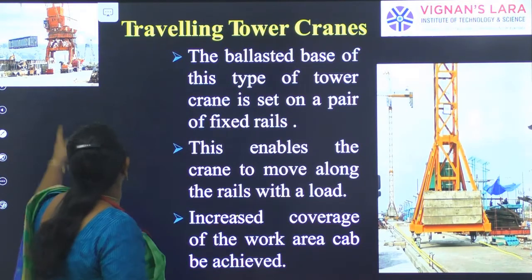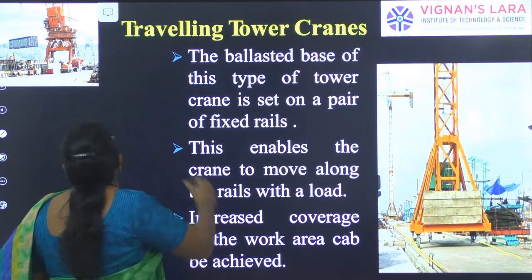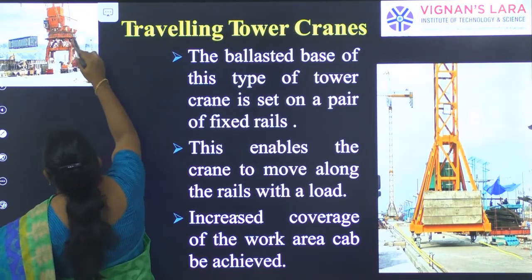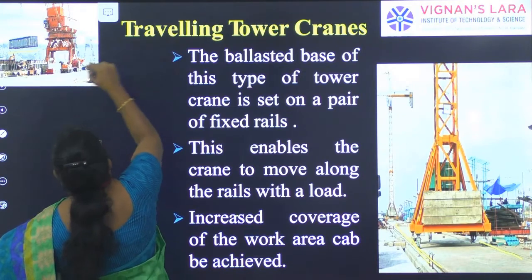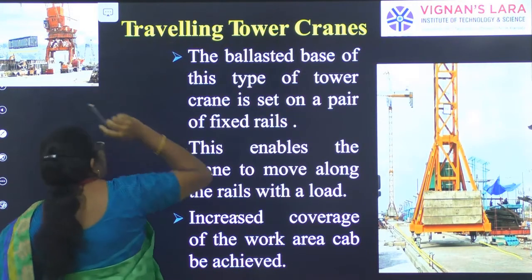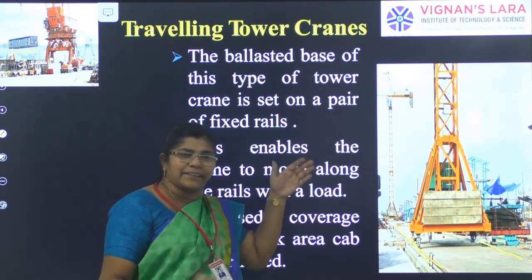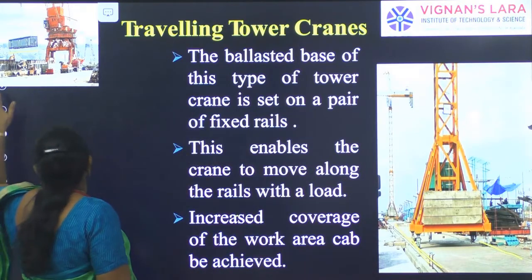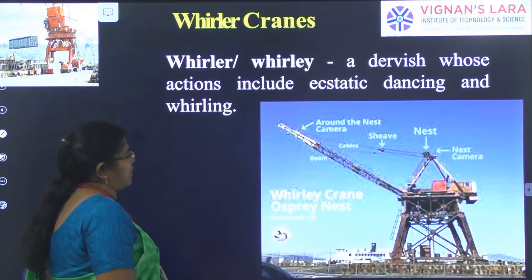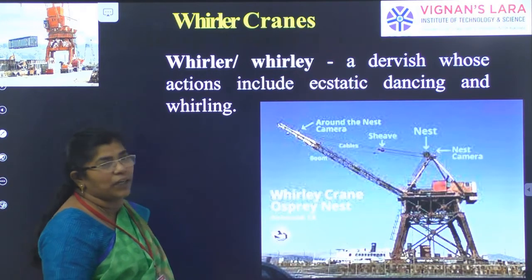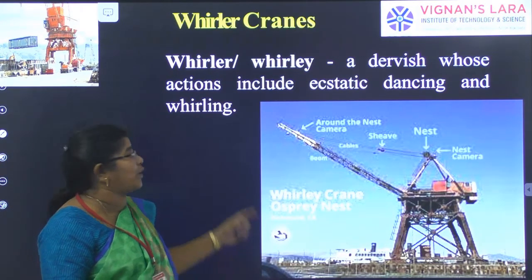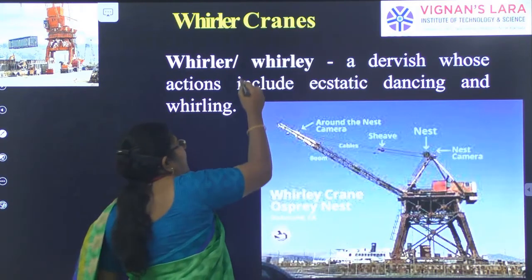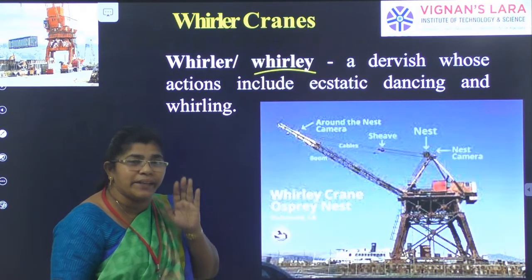And here you can see one of the other types of tower cranes I have shown. You can see it is fixed, it can also move, that is travelling. It will take the big containers and move here and there and place them in position either on the ship or on the trucks. So the next 2 important types of the tower cranes, one is the whirler crane, or we call it a whirly crane somewhere, and the next one is the derrick crane.